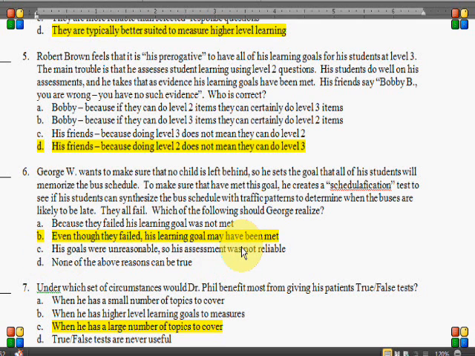C is a commonly chosen option, but the one thing that's wrong with C is that you may think his goals were unreasonable, but that does not make the assessment unreliable. It just makes it invalid, and in this case it was very reliable, likely, in the fact that everyone failed it, and if they took it the next day they would fail it again. So that's why C is not really a good option.